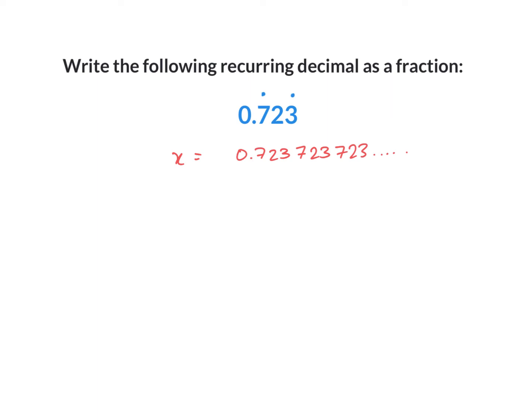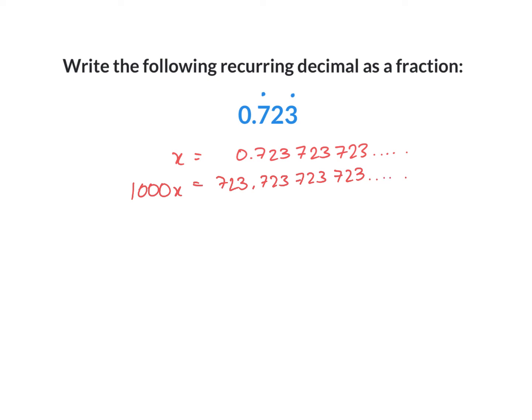Now again, to make sure that whenever we subtract the two equations the recurring decimal part disappears, I need to move that 7, 1, 2, 3 places left. I need to move everything 3 places left. And we do that by multiplying by 1000. When we do that, we get 723.723723723, and that would continue forever, the 723s.